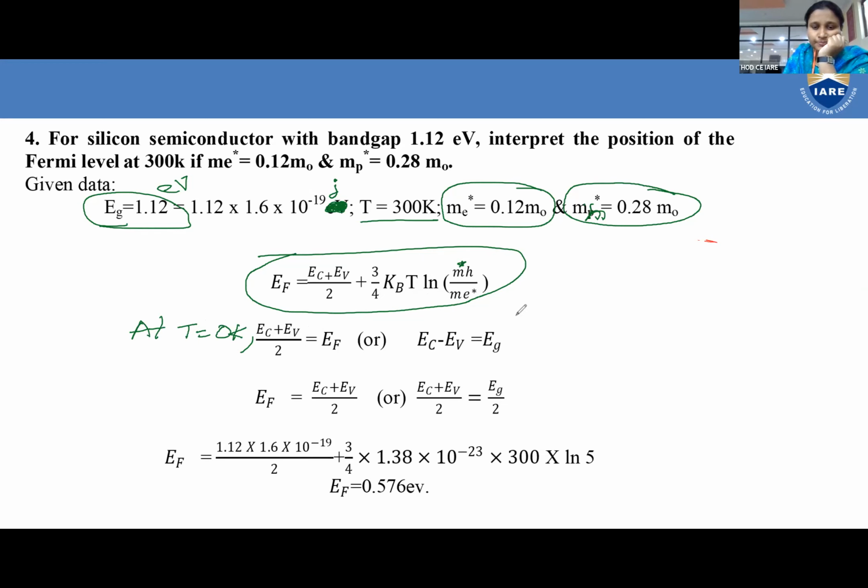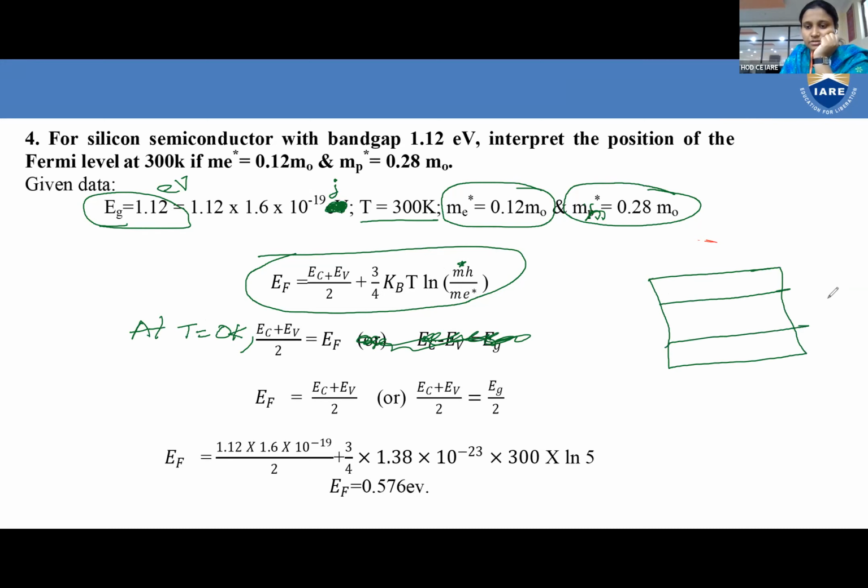So T is equal to 0 kelvins, the second term will go off and we have our Fermi energy level as EC plus EV by 2. If I draw the band gap energy band diagram, here we have EV and this is EC. This is the middle, EC plus EV by 2. So here EF is equal to EC plus EV by 2.